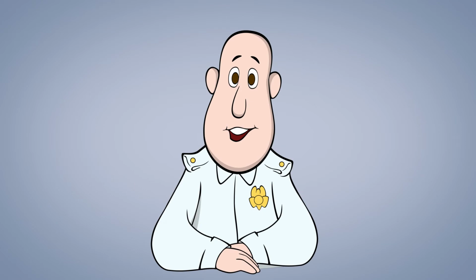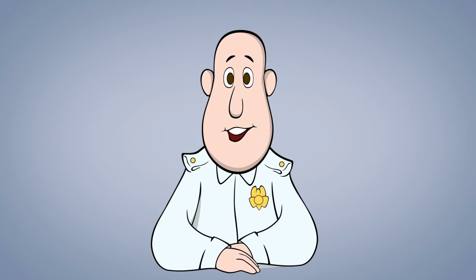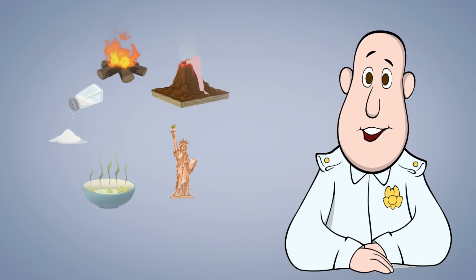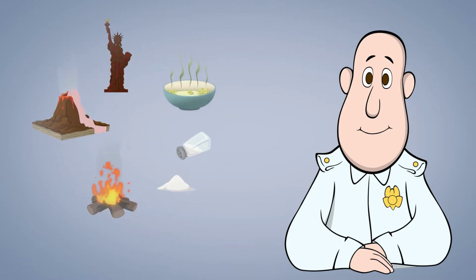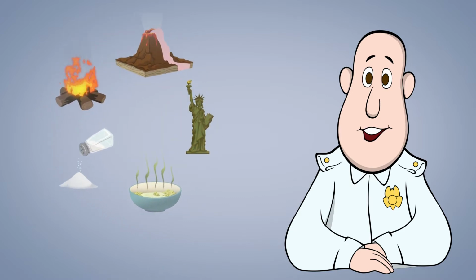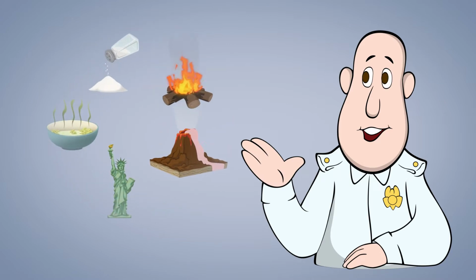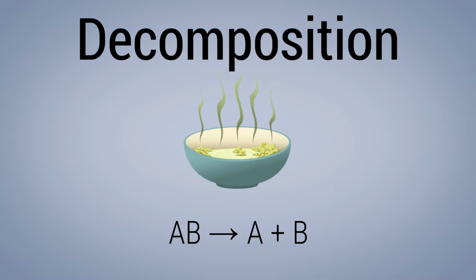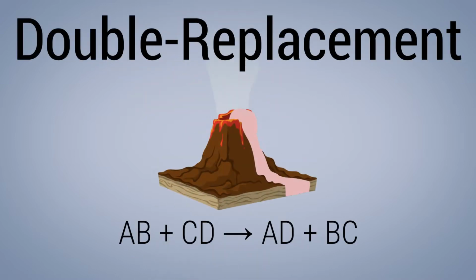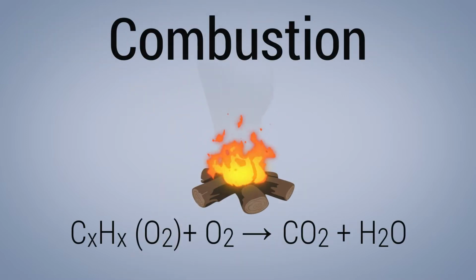Hi, my name is Battalion Chief Benny Fulkerson of the Oklahoma City Fire Department, and today we are going to discuss the different types of chemical reactions. Did you know that there are millions of chemical reactions that occur every second of every day? But out of the millions that occur, we group most of them into one of the five major types of reactions: synthesis, decomposition, single replacement, double replacement, or combustion.